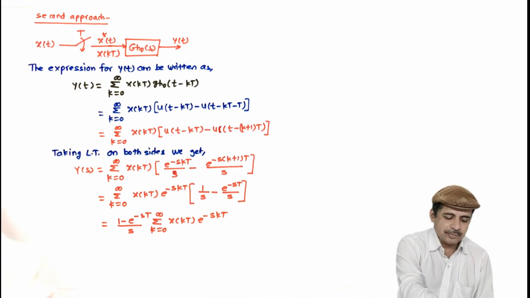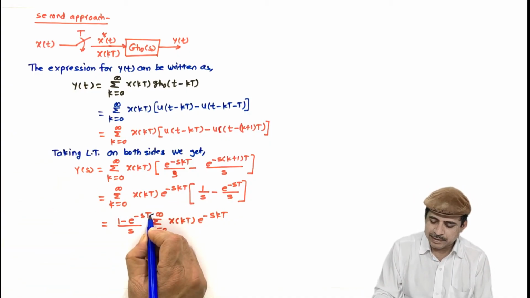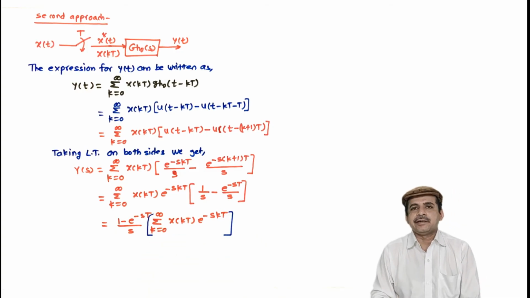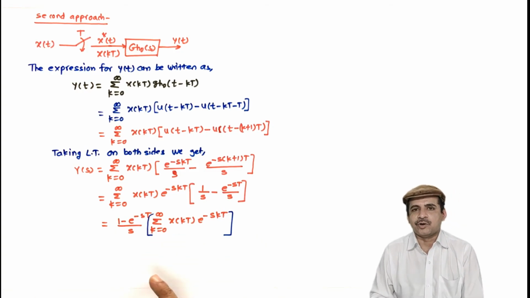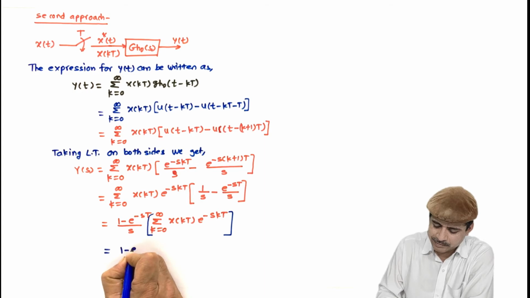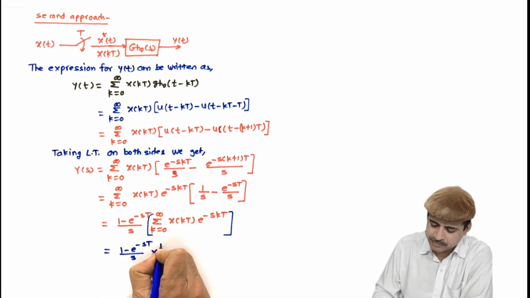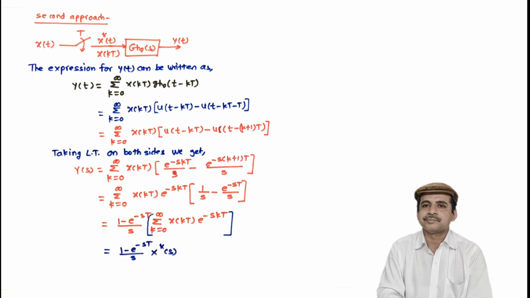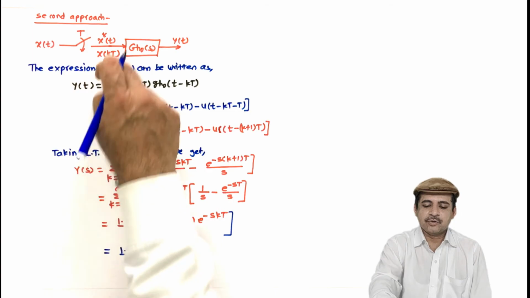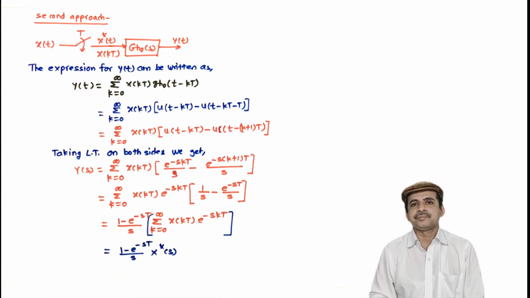And this particular term, I will purposely make a bracket here, and the term in the bracket is a star Laplace transform for x of kt. So here I can write this as (1 minus e raised to minus st) by s into x star s, where x star s is the star Laplace transform of x of kt.